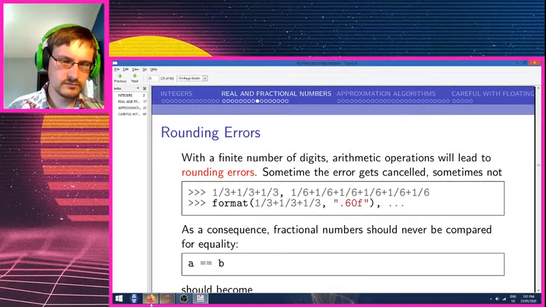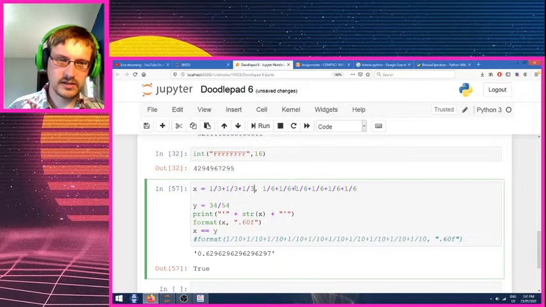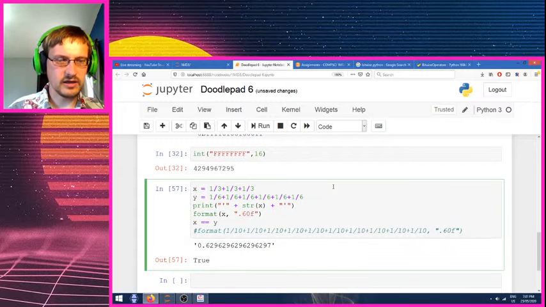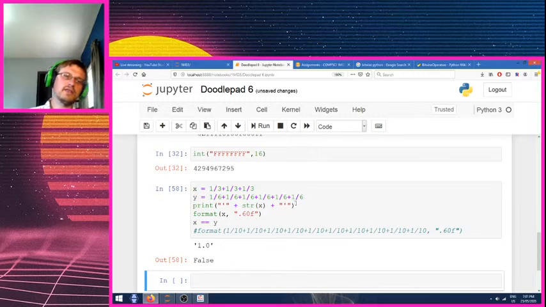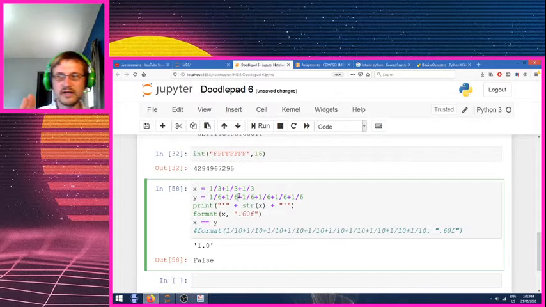So, if this one is 1/3 three times, and that one is 1/6 six times, in theory these are the same number, right? But in practice, you get a false if you attempt equality on them, right? Okay, I've got a question.